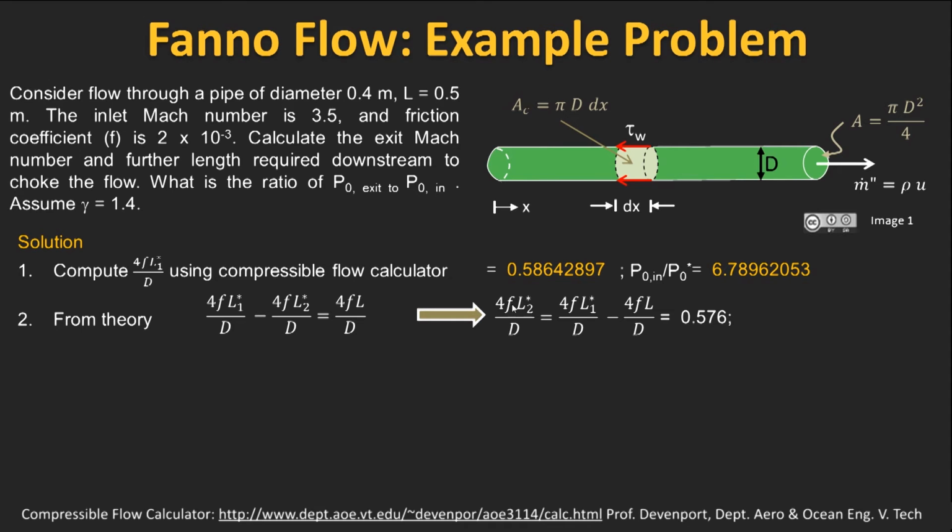Alright, once we have 4FL2* over D, we've been asked to calculate the further length required downstream to choke the flow, that is L2*. We can rearrange this expression to calculate L2* to be 28.82 meters. That is, if we continued this pipe for another 29 meters almost, that's when we'll reach choking conditions with this amount of friction acting on the flow. So we have a long distance to go before the flow will choke. Therefore, that's good news. If this was our combustor, we're not going to choke the flow because of friction.